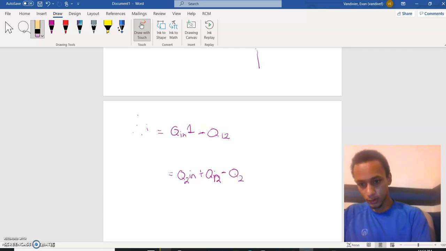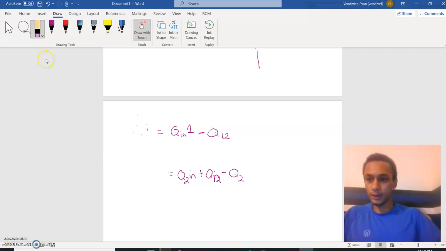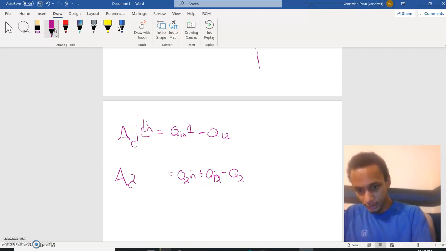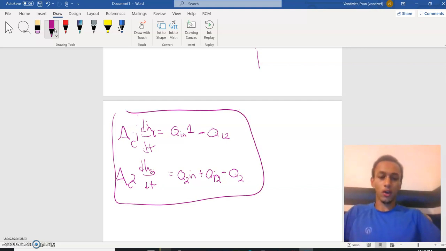Area. So I'm erasing most of the area. Area of tank 1, area of tank 2. And now we have the differential height that is changing over time. And these are the differential equations that we're going to need to solve for the spherical tanks changing in height and the fluid height to solve the equation.